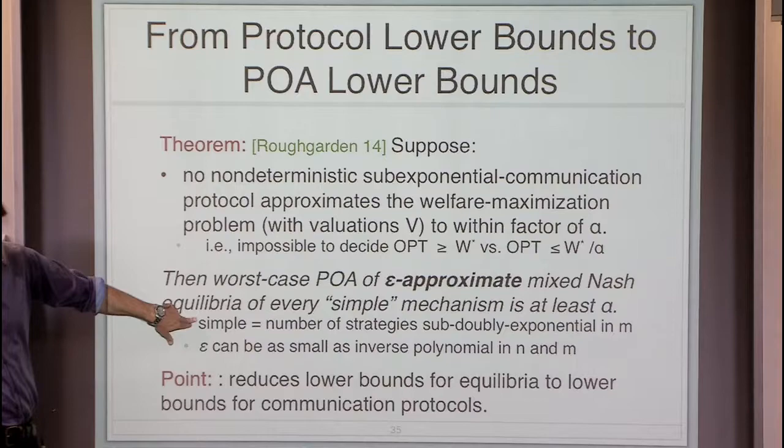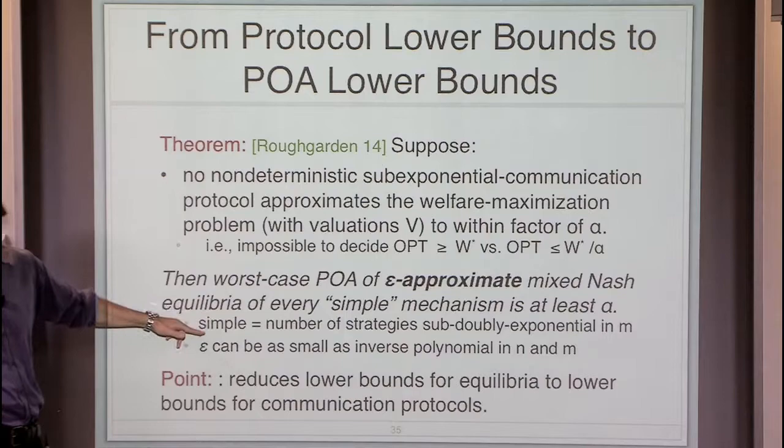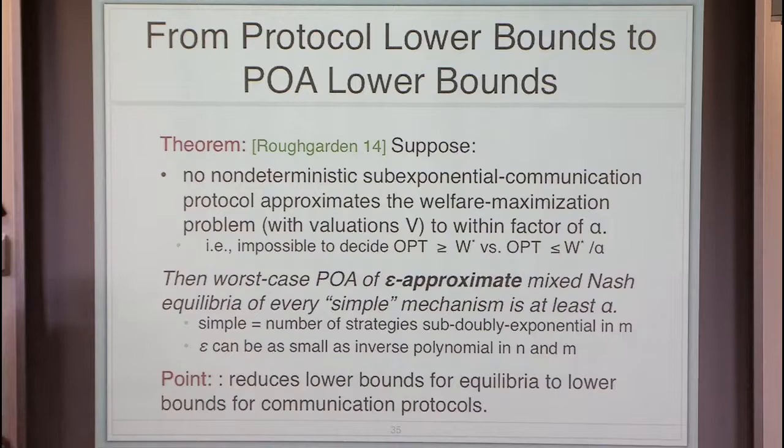It just says, look, with a doubly exponential number of actions, you could run VCG. You'd be great. You'd be full welfare. If you have anything less than a doubly exponential number of actions, then the price of anarchy must suddenly jump to whatever the approximation hardness is for the underlying optimization problem. So that's what simple means, sub-doubly exponential number of actions per player.